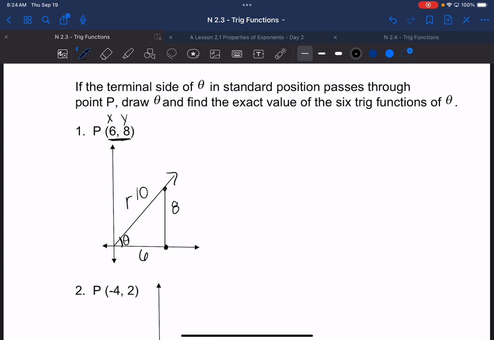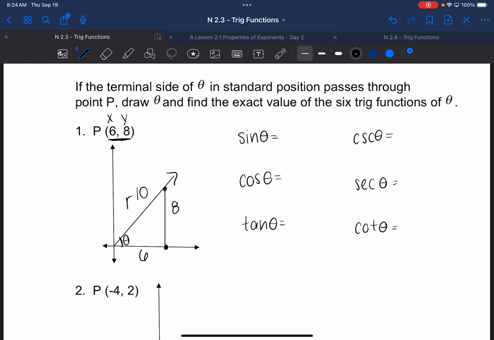Okay. All right, so now I need to give all of our ratios. So we're going to have to give sine, cosine, tangent, and we're also going to have to give the reciprocals, cosecant, secant, and cotangent.